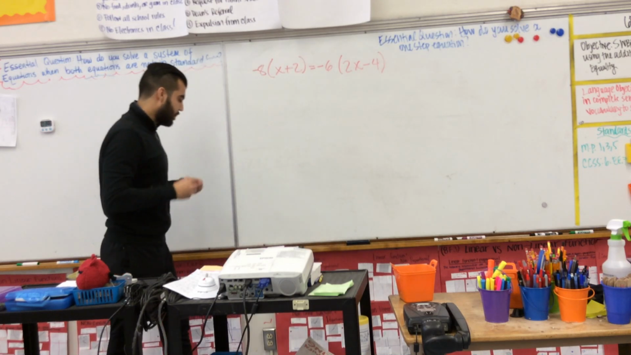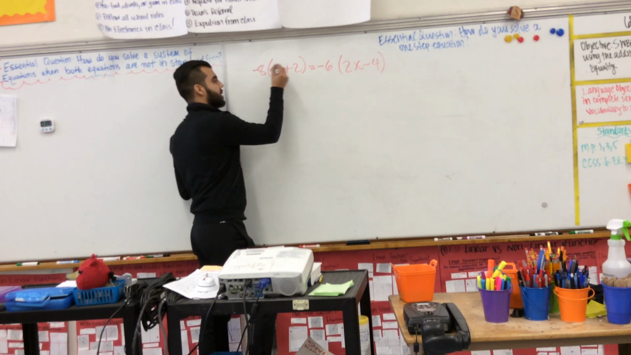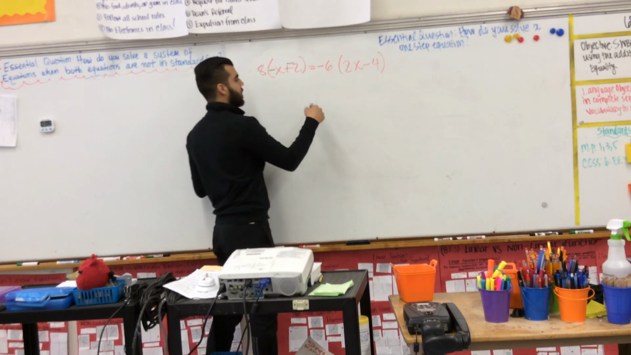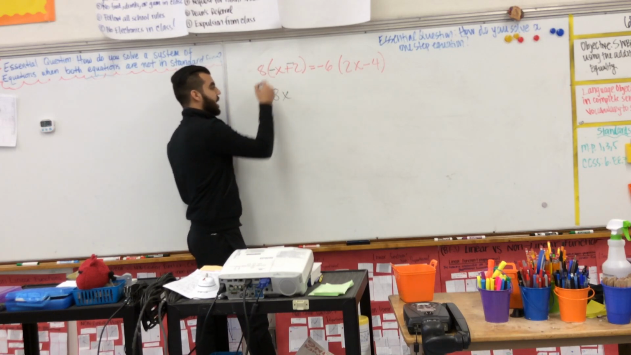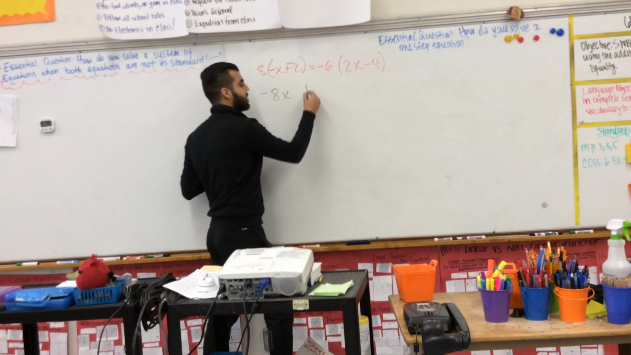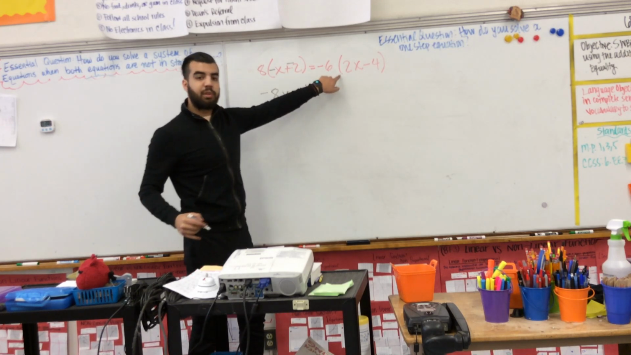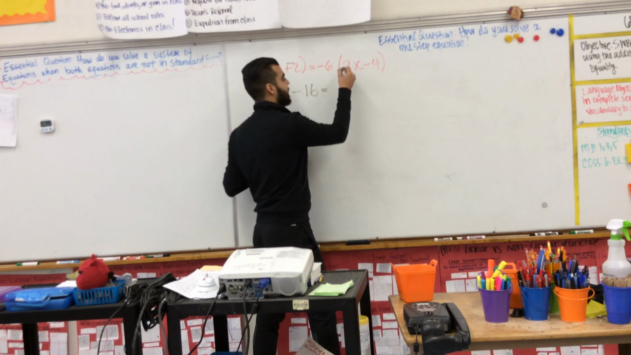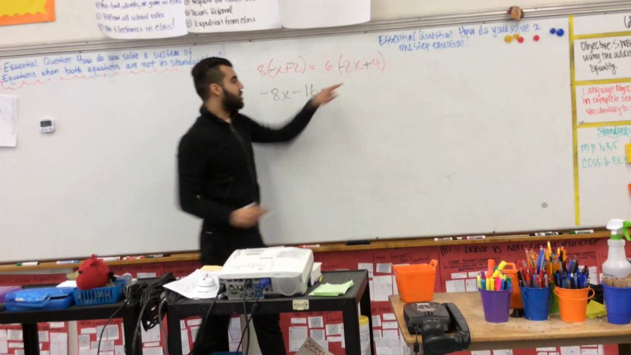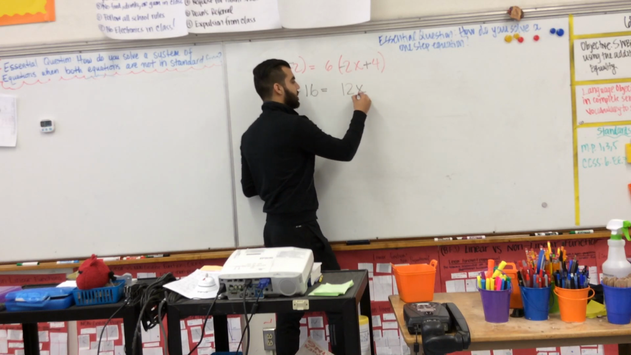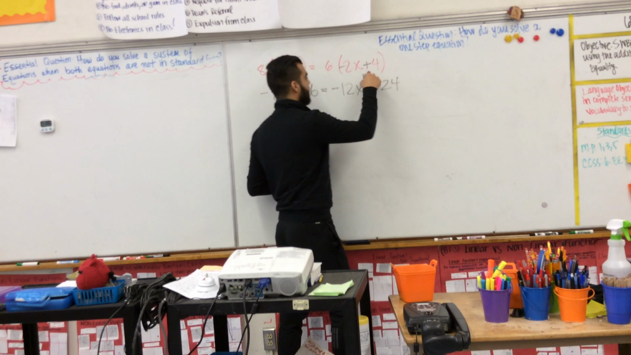Oh, this one looks simple. So go ahead and distribute. Negative tells me to change all these signs. 8 times x gives me 8x. I have a negative sign. 8 times 2 gives me 16, and I also have a negative sign. Equals, distribute on this side too. I have a negative here, so that changes these signs. 6 times 2 gives me 12x. I have a negative. 6 times 4 gives me 24. It's positive.